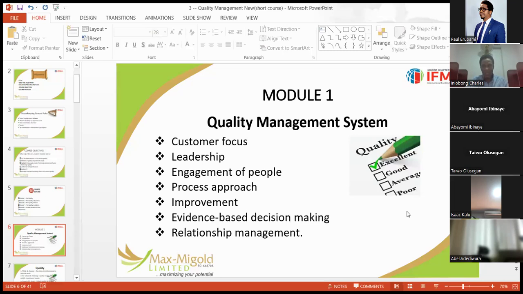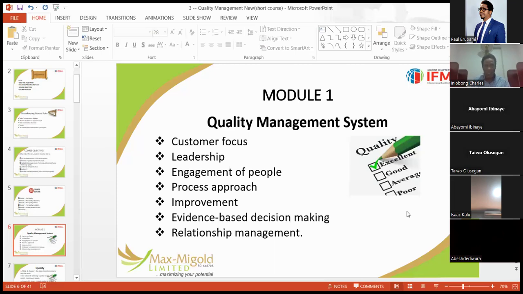Then relationship management. Quality management system deals with relationship management. And when we talk about relationship management, we are talking about, for example, your vendors. How do you relate with them? Do you have vendors that when you call them and call them, you can call them from now till tomorrow and they will tell you, you will see me now. I'm on my way, you will see me now. And they will never show up. It's because you don't have a good relationship with them. It's either you are not paying them on time, you are owing them too much, or you are not engaging them.